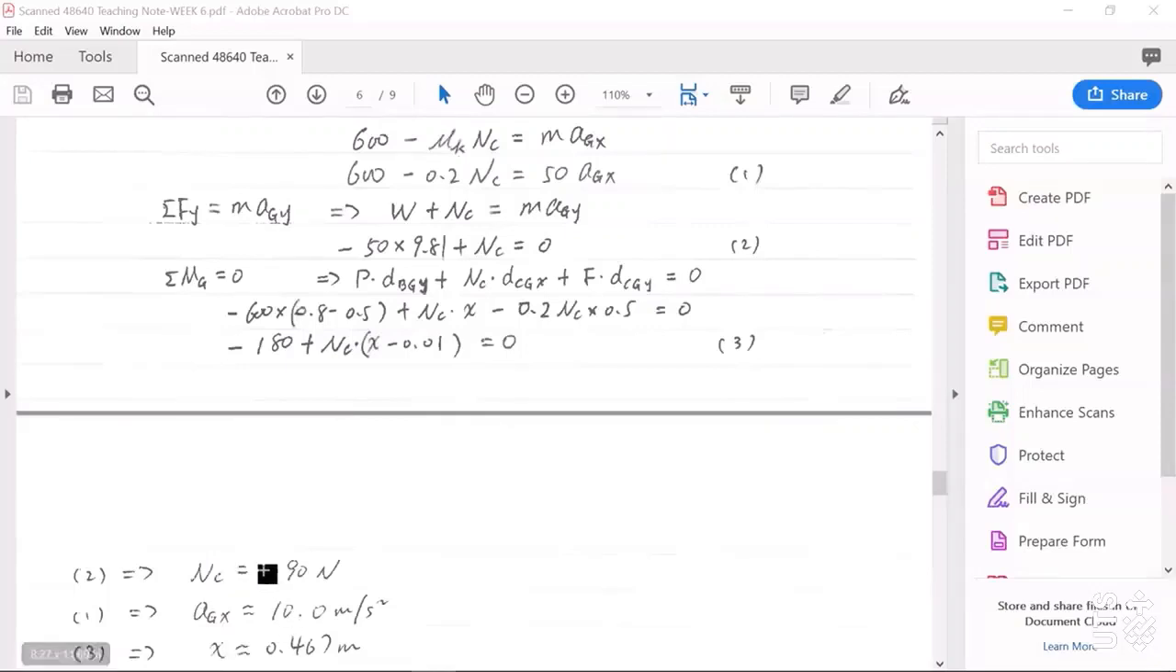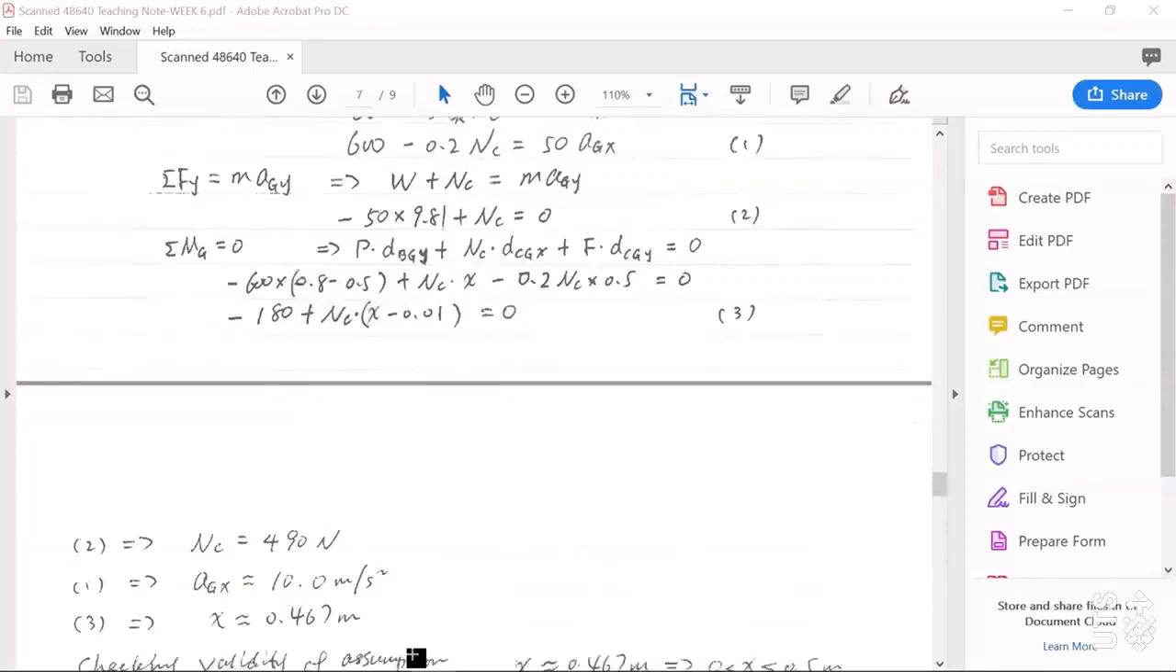Here you can see NC is positive, aGx is positive, so that means in the beginning, the assumed positive directions of NC and aGx were correct. And X is 0.467. Okay, that's the final answer, but it's not the end of this solution because we made an assumption. Now we have to verify this assumption. So how to do this verification?